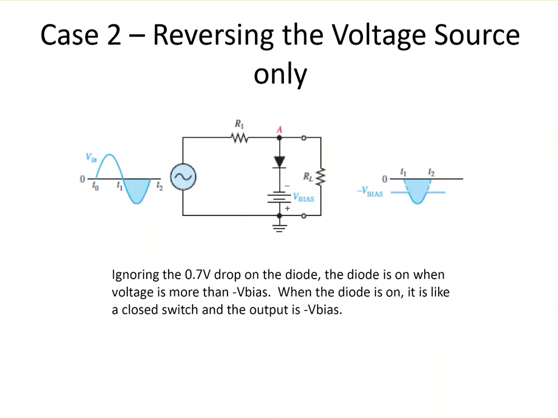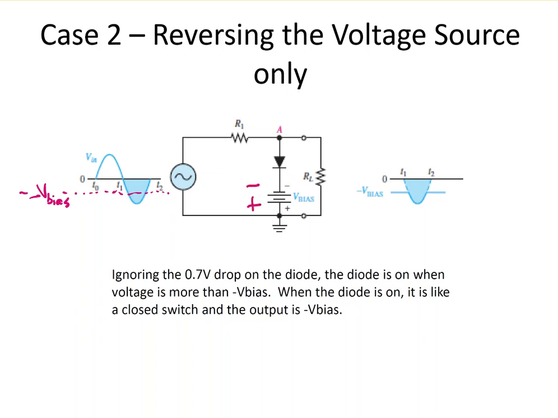So case 2, the diode is back to pointing the way it was in the original question, but the voltage source has been flipped around. So now when we're thinking about this, we have to keep in mind that V bias with respect to ground is down here because the positive of V bias is connected to ground and this point is negative. So we're talking about a minus V bias in this case. So V bias has a polarity like so.